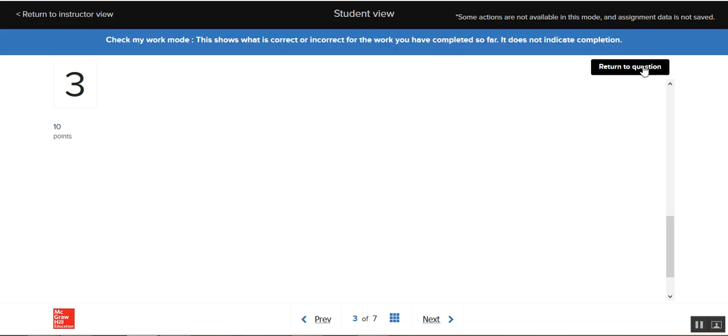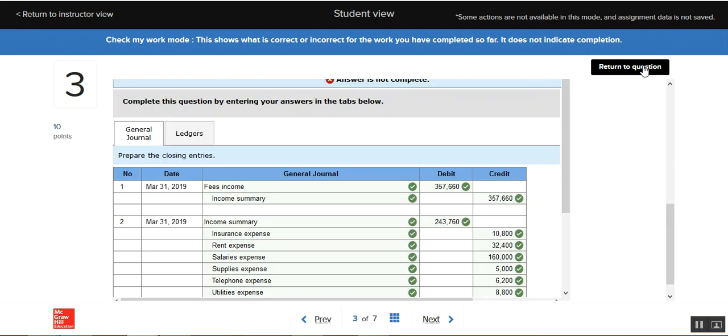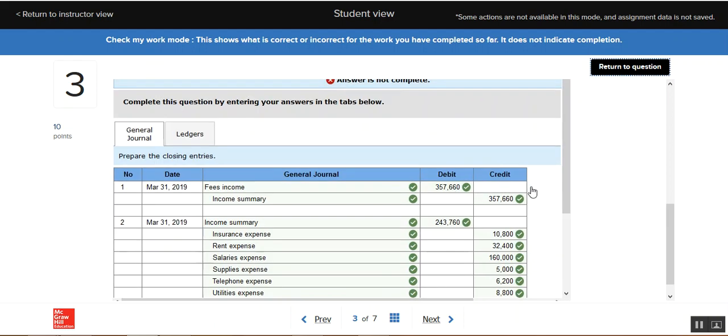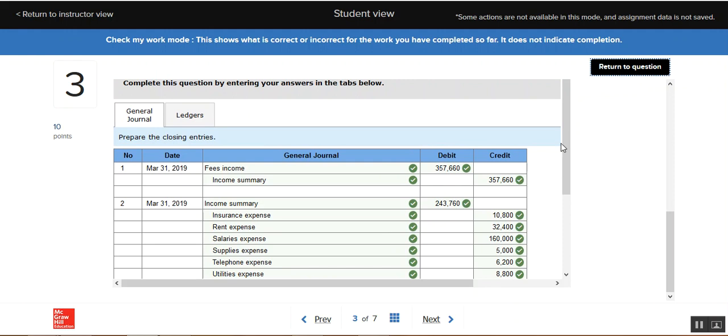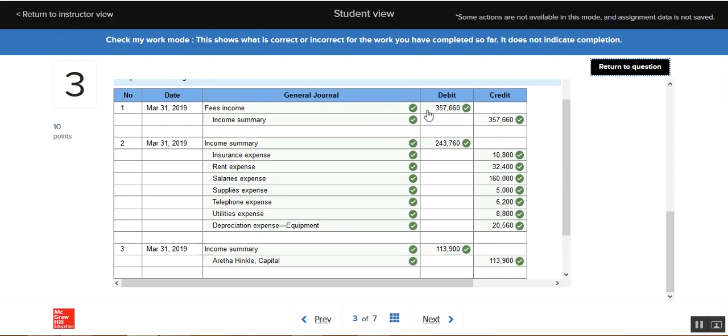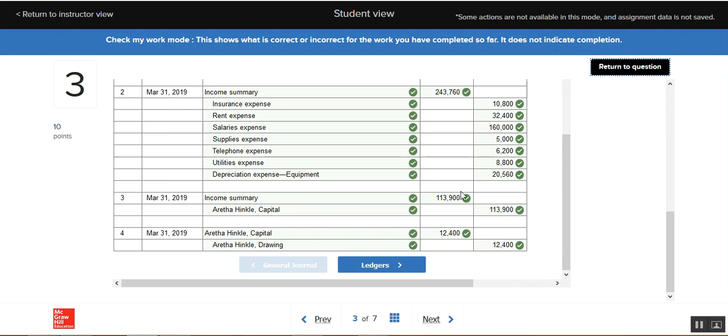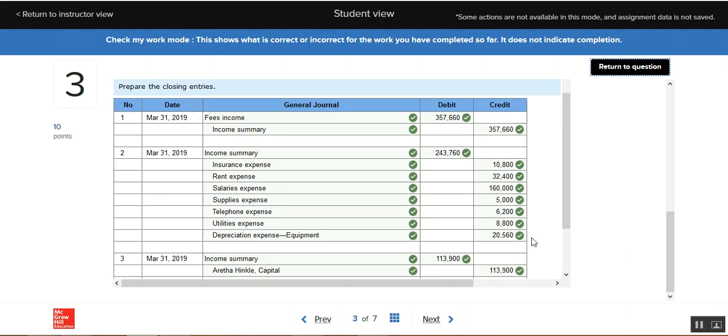So once you get finished with your closing entries, they should look something like this. Should have 4 of them. Close your revenue, close your expenses, close your income summary, close your withdrawals. So that's all 4 closing entries.